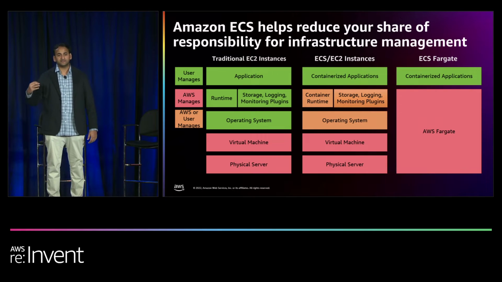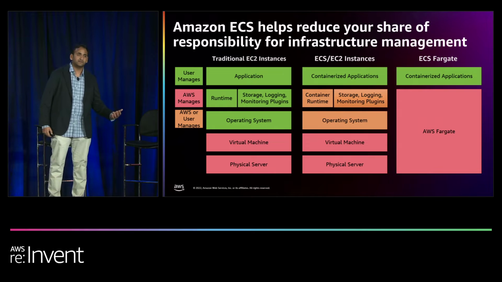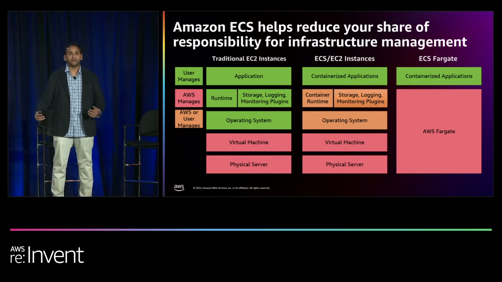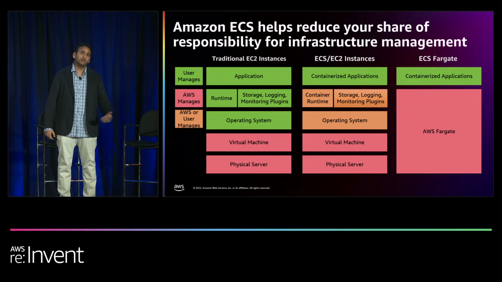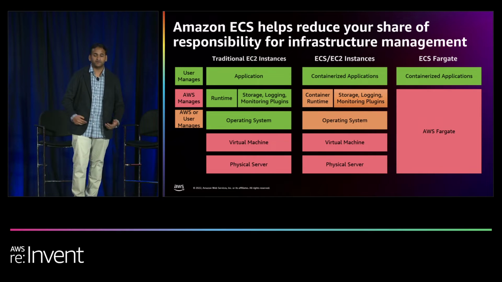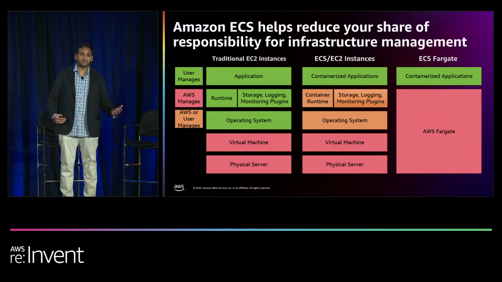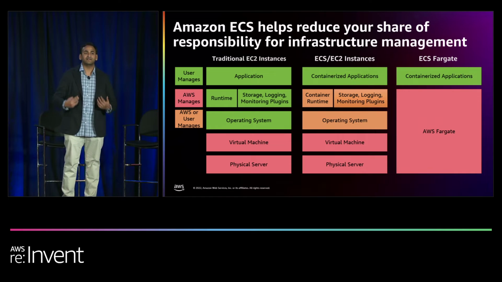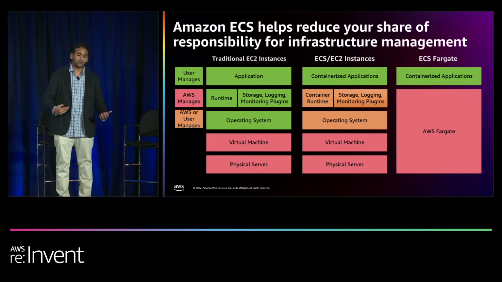So when you use ECS with EC2, you can use ECS optimized AMIs, which provide a managed host, a super lightweight Amazon Machine Image, which you can use to run your hosts, which includes the container runtime, storage and logging plugins, and the operating system. However, this is still in your account, and you still need to manage everything associated with patching and whatnot.